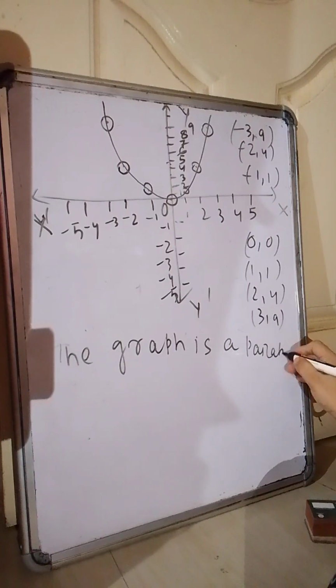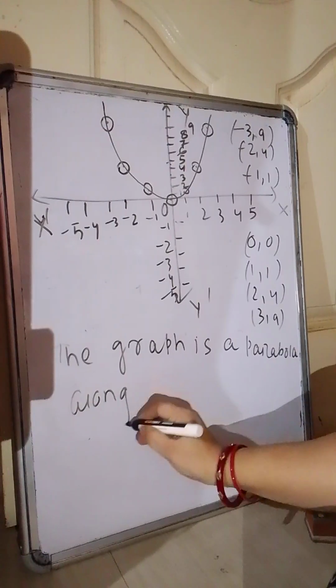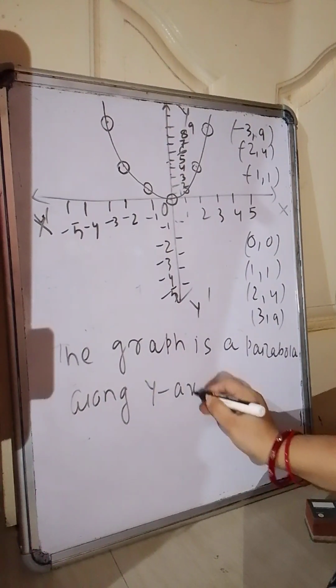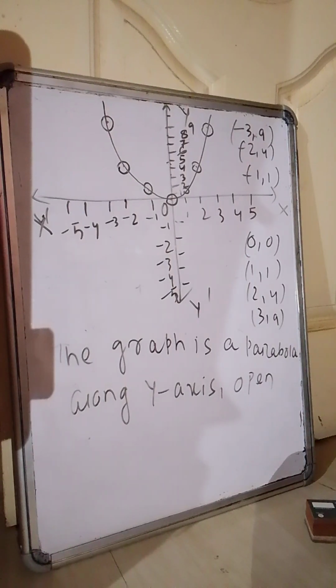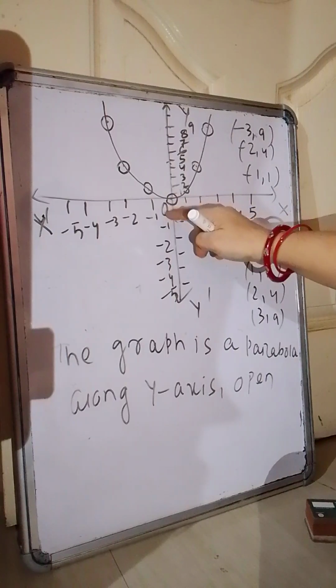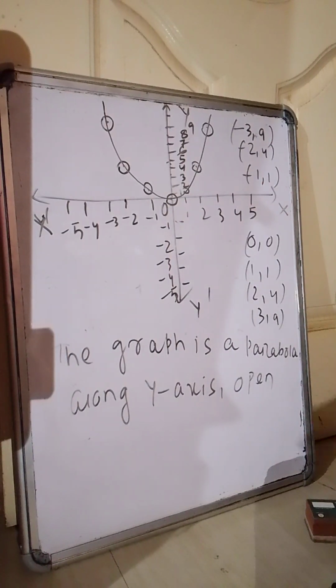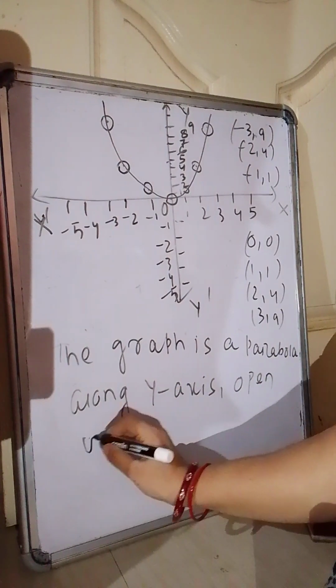So you will write here, the graph is a parabola along y axis, open upwards. The parabola is passing through the origin. You can write here also, parabola passing through origin, along y axis, open upwards.